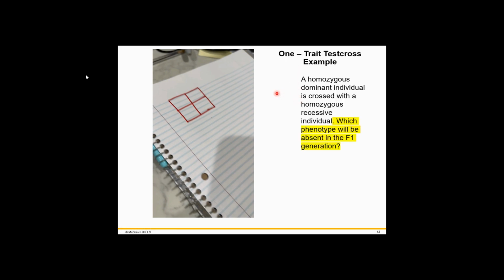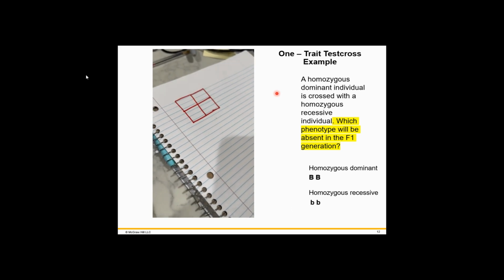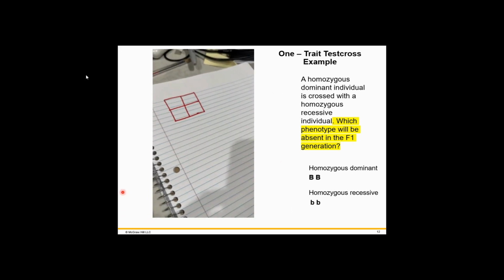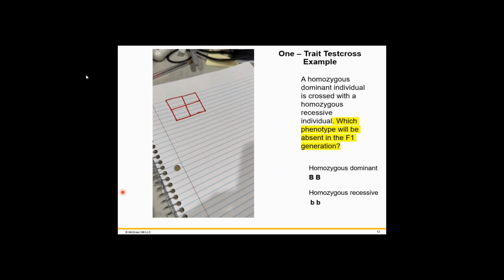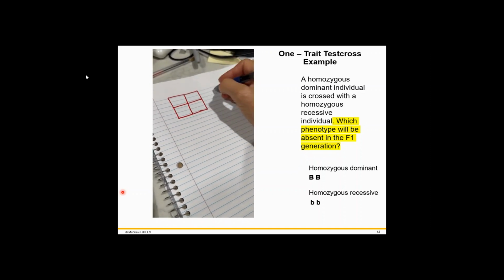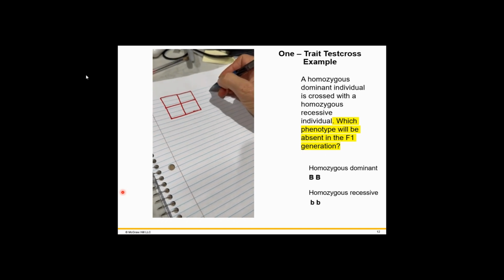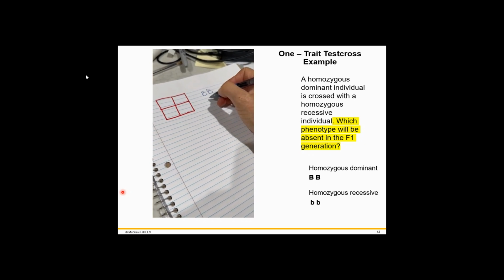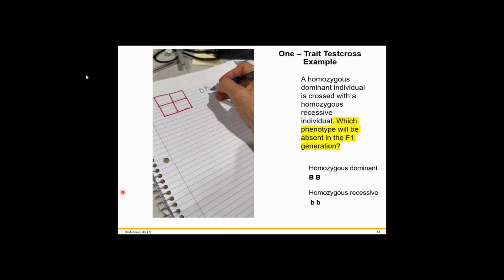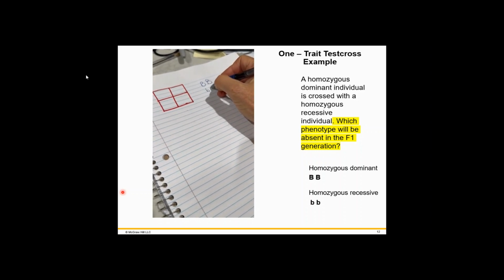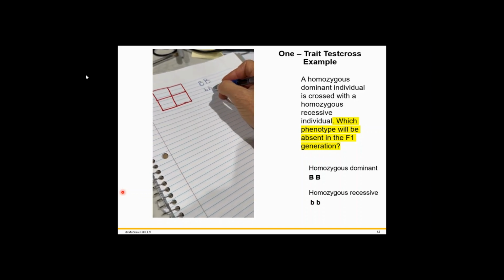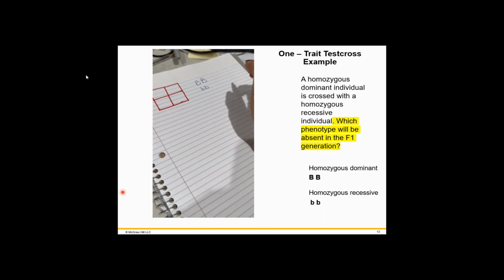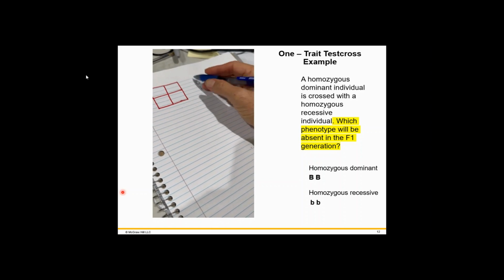Let's look at this one-trait test cross example. We want to know which phenotype will be absent in the F1 generation. In a one-trait test cross example, we have a homozygous dominant individual. So let's just use capital B. Homozygous, they would have to be the same because homo means the same, dominant. Then we're crossing with a homozygous recessive. So we'll use lowercase b's for recessive. That's homo, that would be the same. So which phenotype will be absent in the F1 generation? That's your first generation.